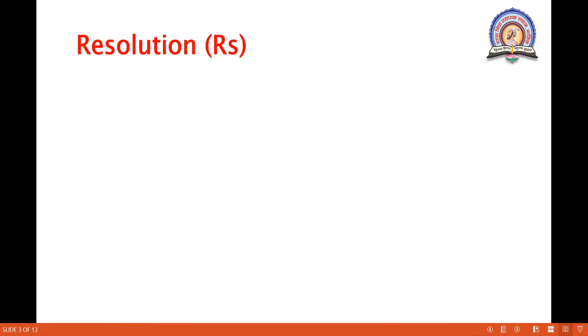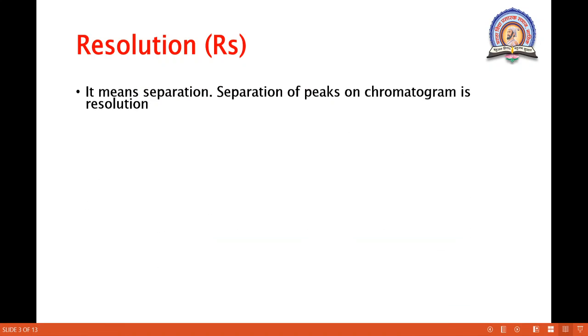So resolution is denoted by the letter RS. It means the separation. Separation of peaks on a chromatogram is the resolution. In the previous lecture, we discussed this chromatogram. What is a chromatogram? A chromatogram is nothing but the graphical representation of detector response versus time, and the separation of the compounds shown by that graph.